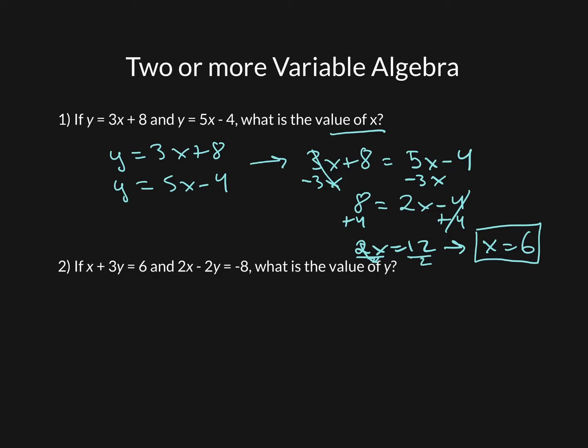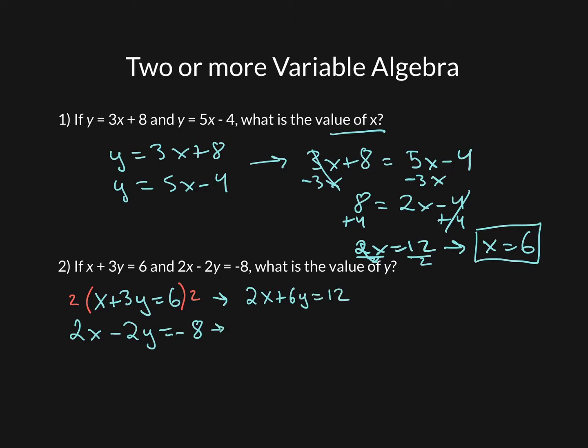Now, let's take a look at number 2. If x plus 3y equals 6, and 2x minus 2y equals negative 8, what is the value of y? Well, in this case, instead of using substitution, I would like to actually use elimination, where if I multiply the top equation by 2 on both sides, that would result in 2x plus 6y equals 12. And the bottom equation, I have 2x minus 2y equals negative 8.